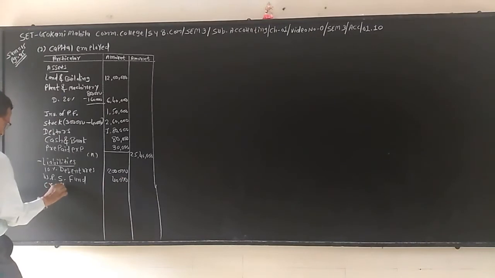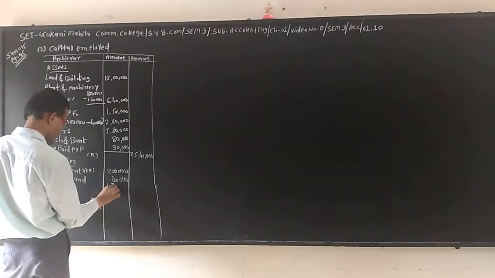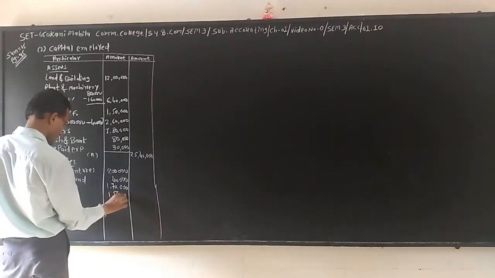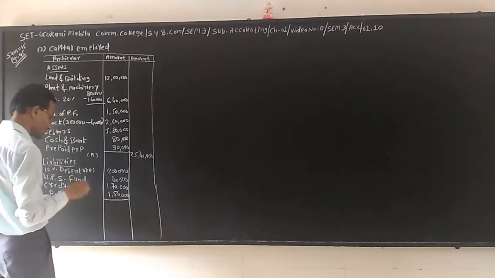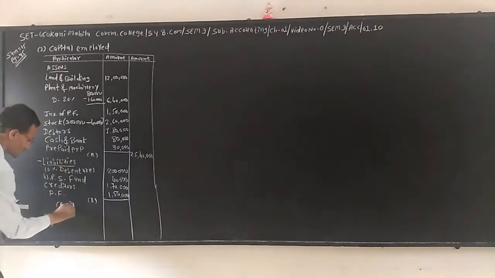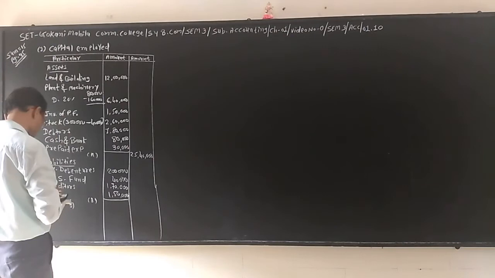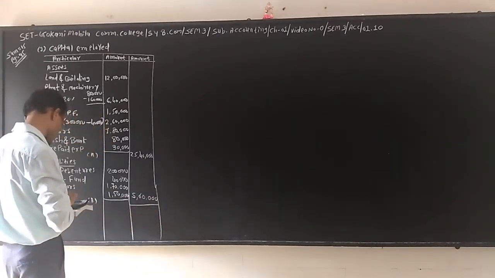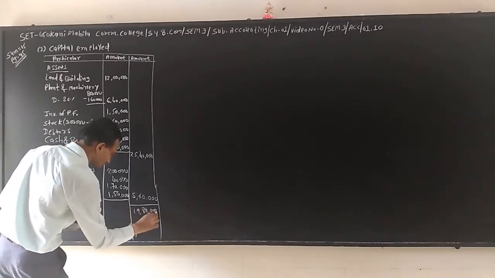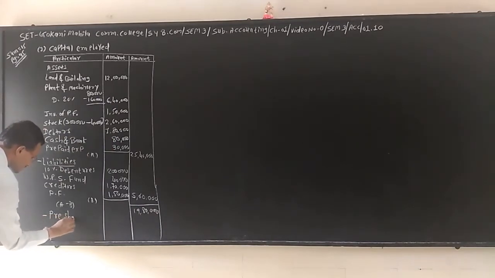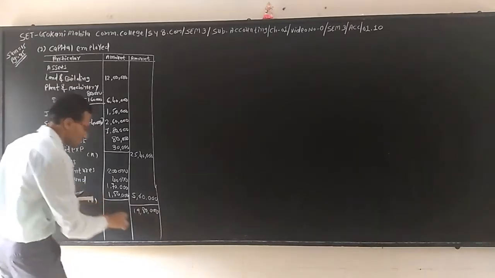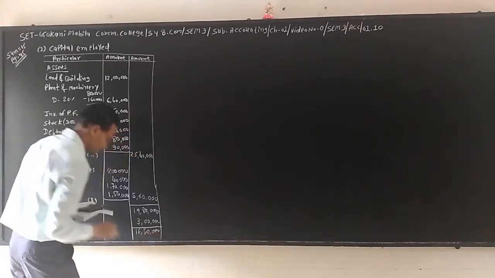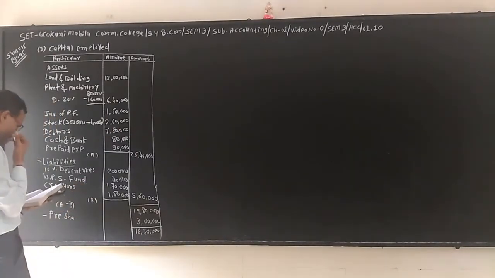Creditors 170. Provident fund 150. Total D. A by B. 5 lakhs 60,000. 19 lakhs 80,000. Minus preference share, 3 lakhs. ₹16,18,000 is the capital employed.